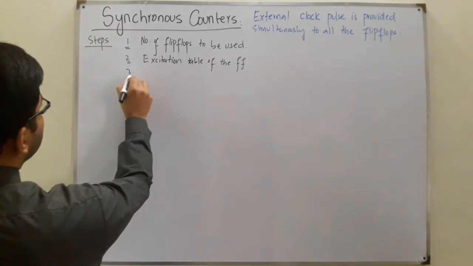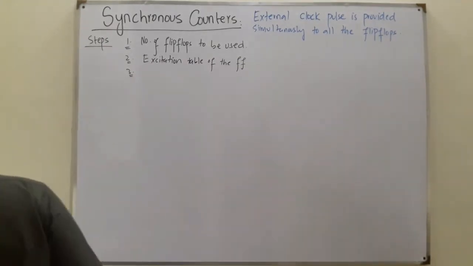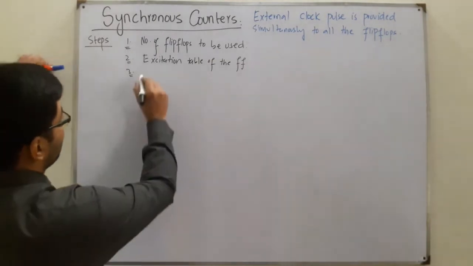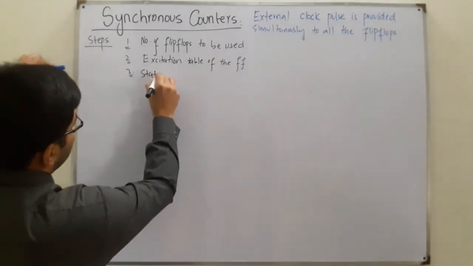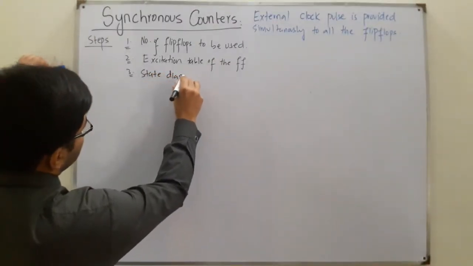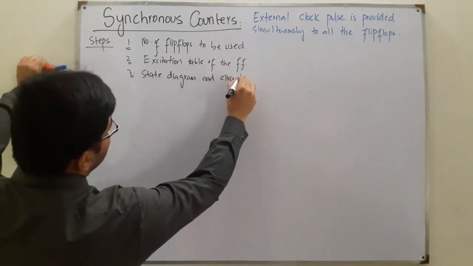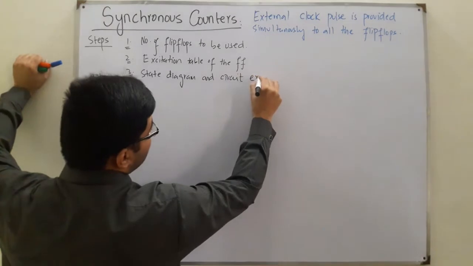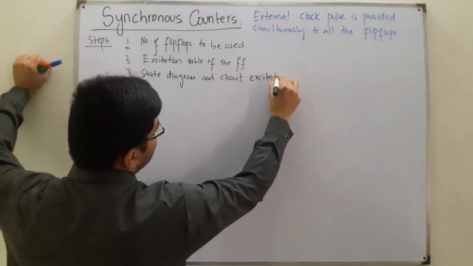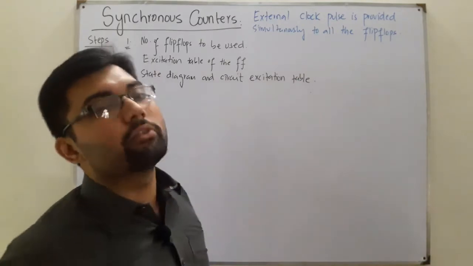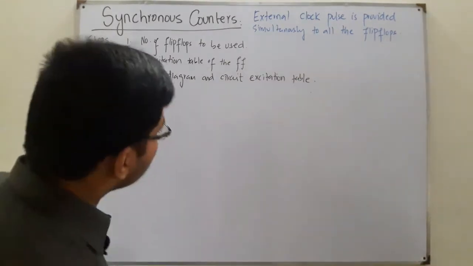The third is that you draw the state diagram of the counter and the circuit excitation table. Now this word is new for you, but it is just new for a few minutes. After that, you'll know what it is.